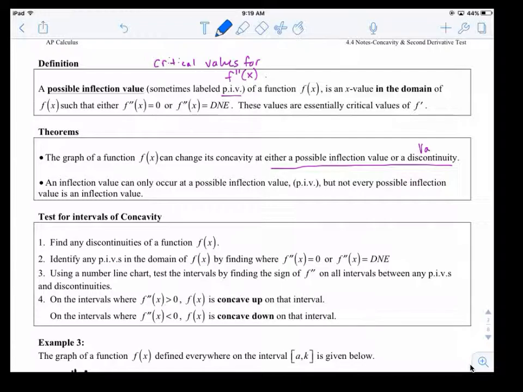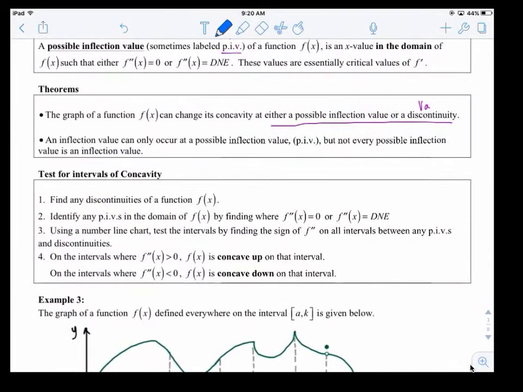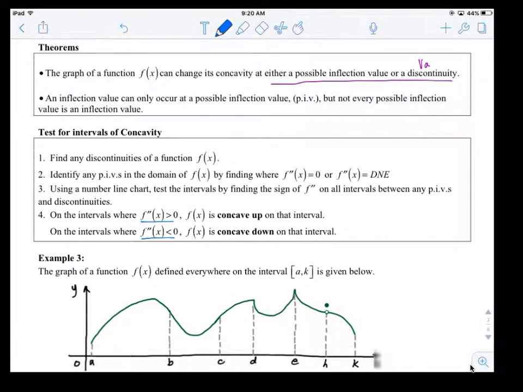All right, so when you are figuring out your intervals, you're going to need to come up with the second derivative, where that equals 0 or does not exist, and you're going to use that number line chart again to figure out whether it's concave up or concave down. If it's positive, that means it's concave up, and if it's negative, it'll be concave down.